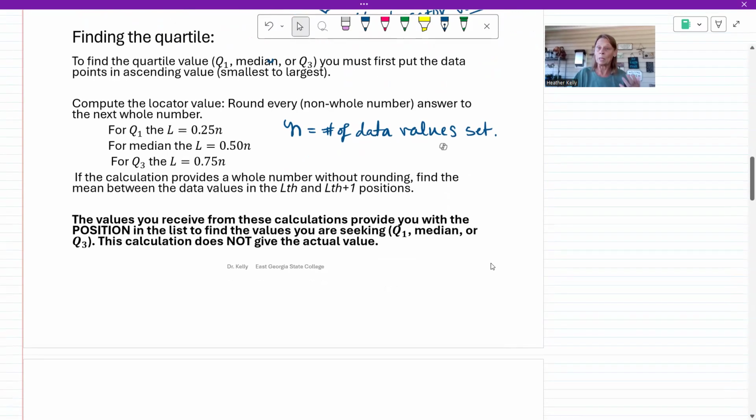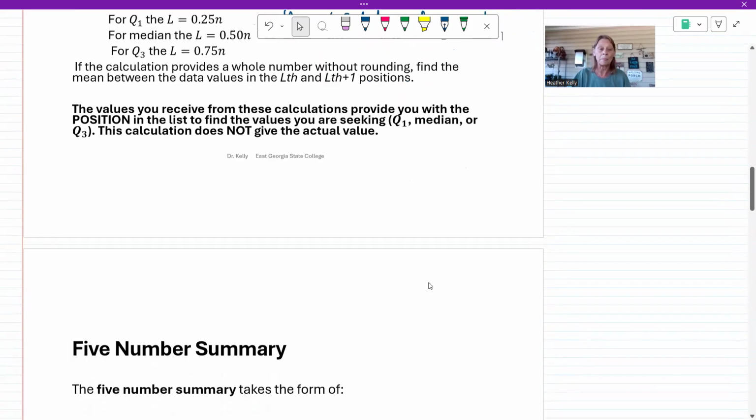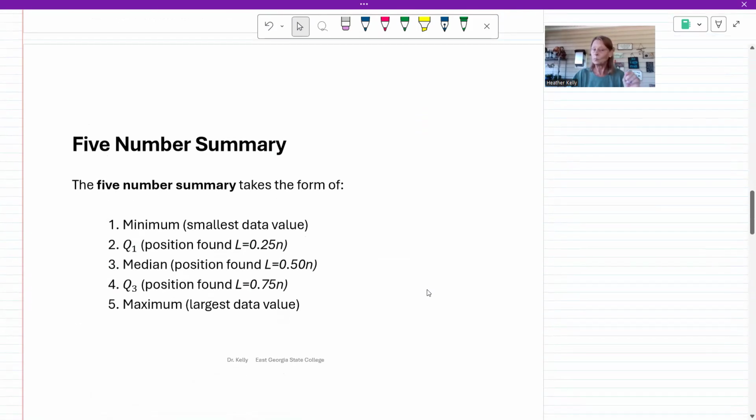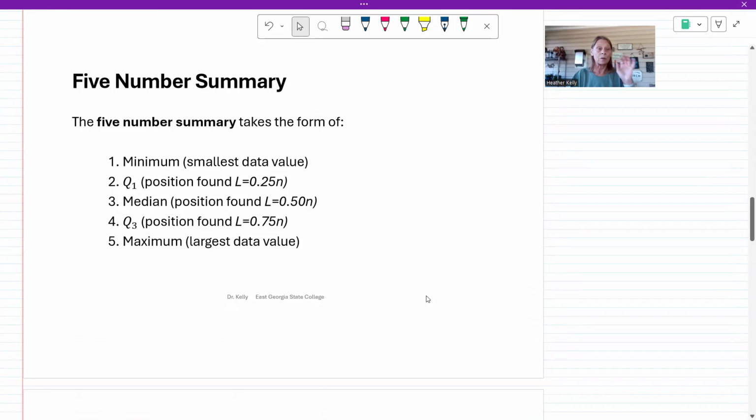Let's keep on going. But again, let me remind you, and I wrote this in bold, that the numbers you receive from these calculations only provide you with the position on the ordered list. Okay. Now, let's look at this brief little snapshot. This is what you'd want to jot down. The minimum, Q1, median, Q3, maximum. That's the order in which you're going to write them down.